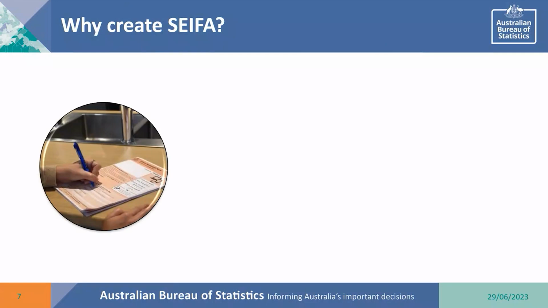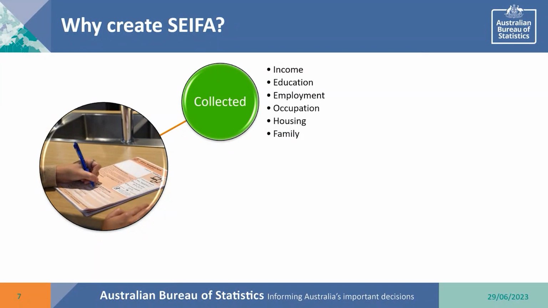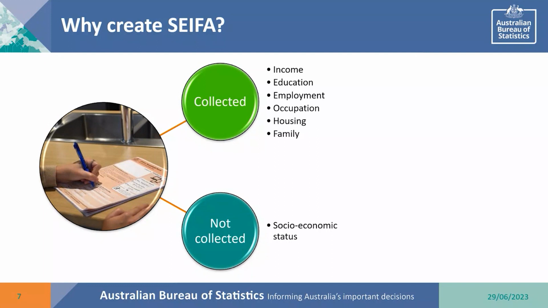The Census of Population and Housing collects answers to a range of questions that gives us data on a lot of different topics. There are, of course, things that the census doesn't collect, and there isn't a question or a series of questions the census could ask that would let us directly determine whether a person or a household is advantaged or disadvantaged, especially as we would want this to be objective and consistent across the population.